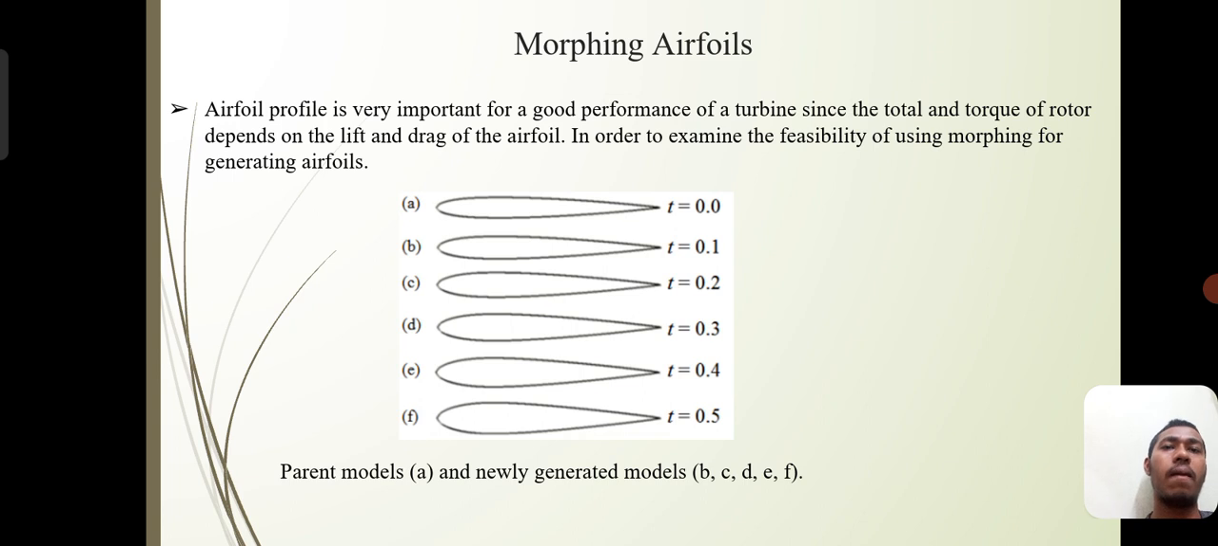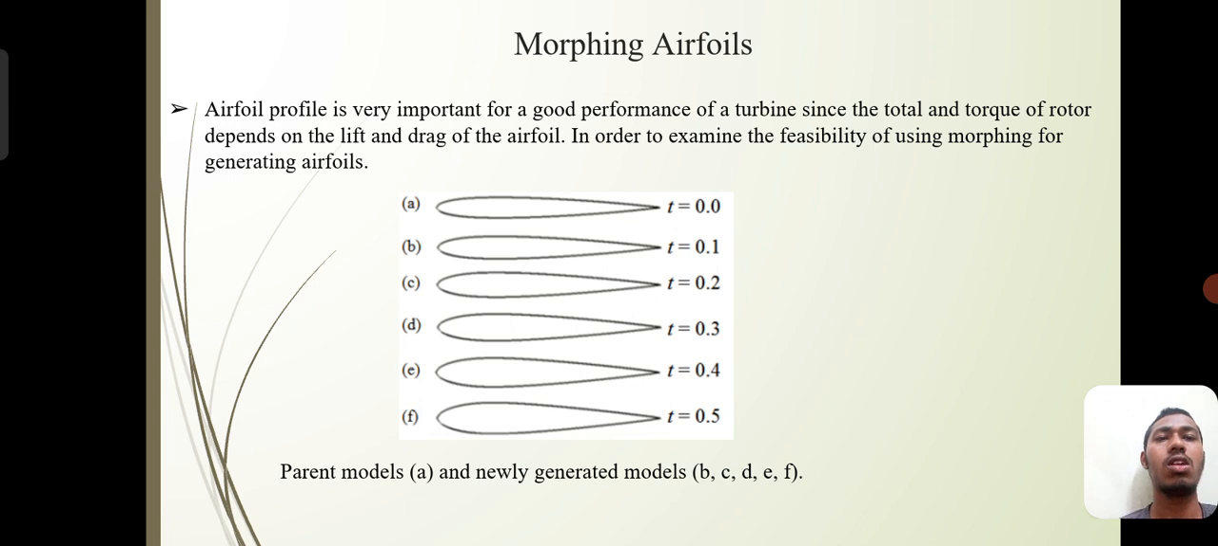And the morphing airfoil profile is very important for the good performance of a turbine, since the total power depends on the lift and the drag of the airfoil. In order to examine the feasibility of using morphing for the generation of airfoils, we can observe that there are 6 airfoil shapes as shown in the figure.